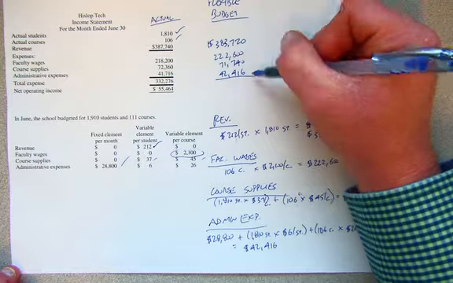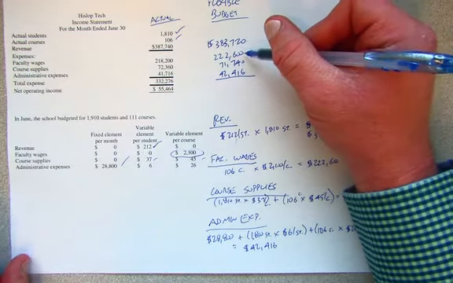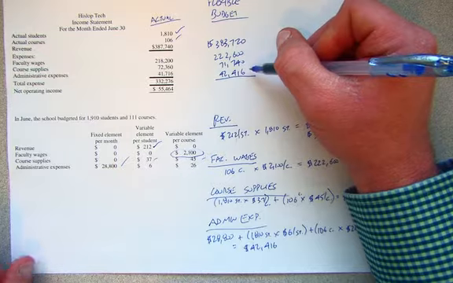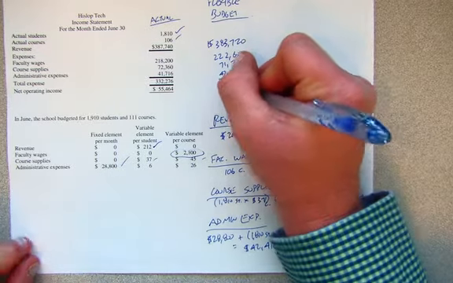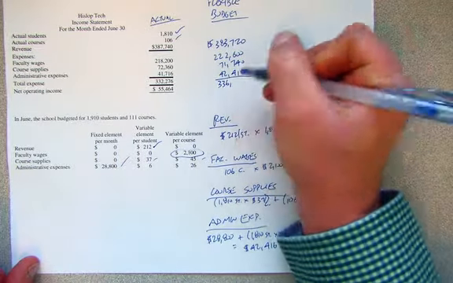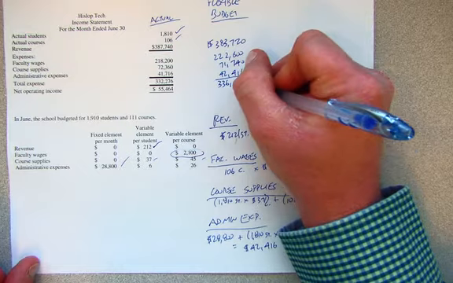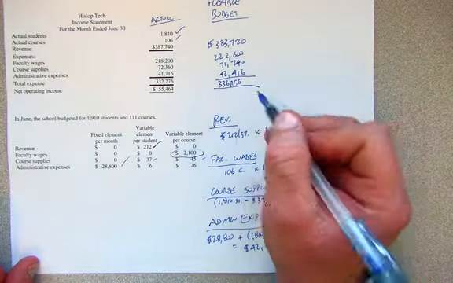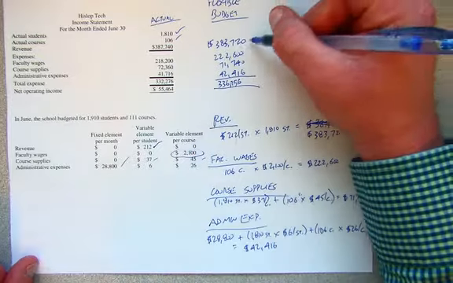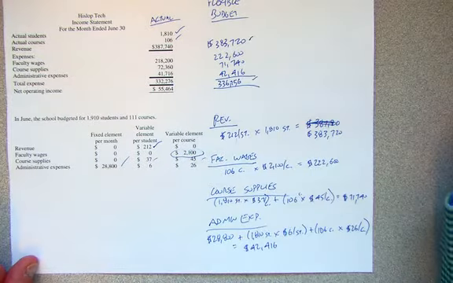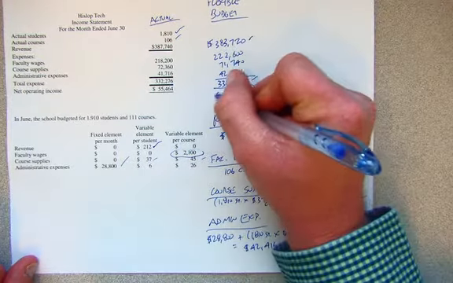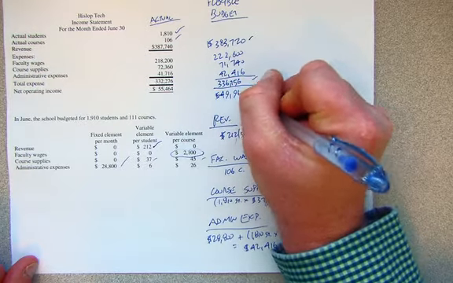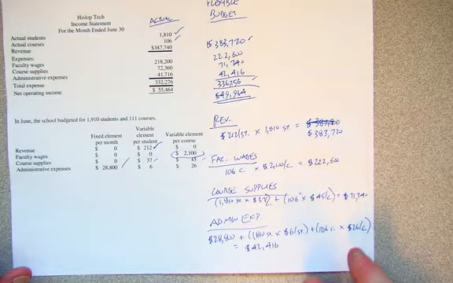Let's total up these expenses here. So $222,600 plus $71,740 plus $42,416 is going to be $336,756. And then we can take our revenue minus our expenses and come up with a projected or budgeted net operating income, $49,964. Okay? So that's our flexible budget.